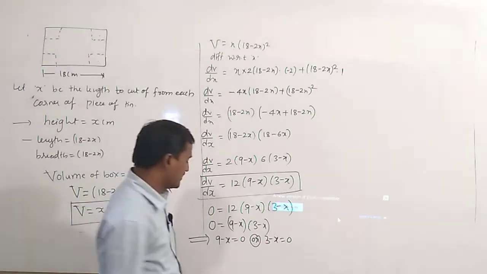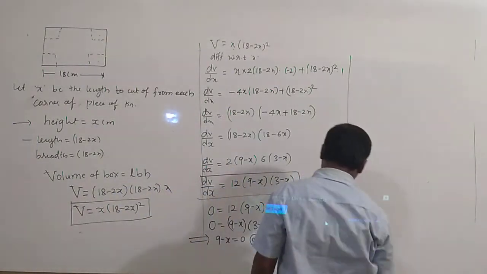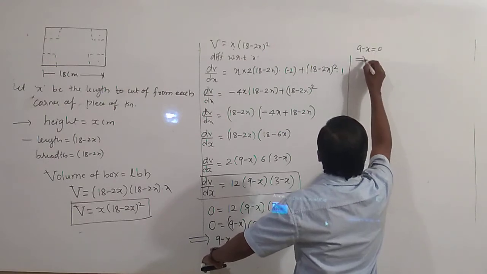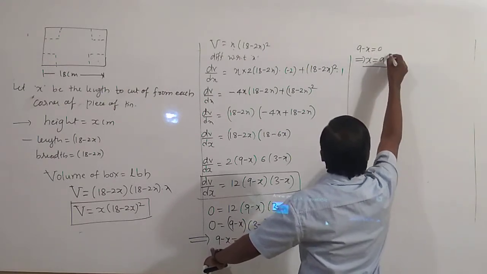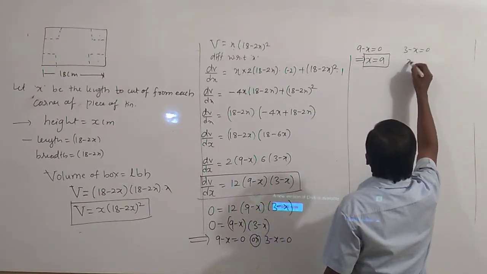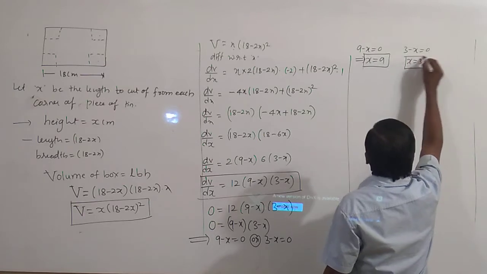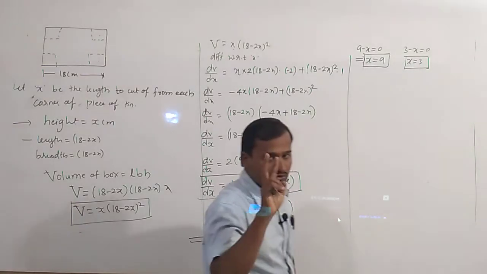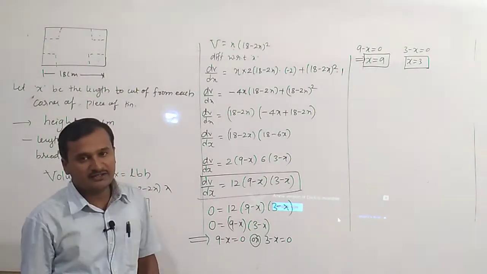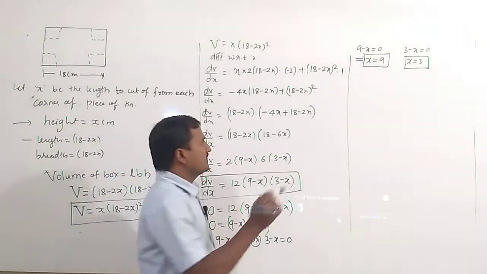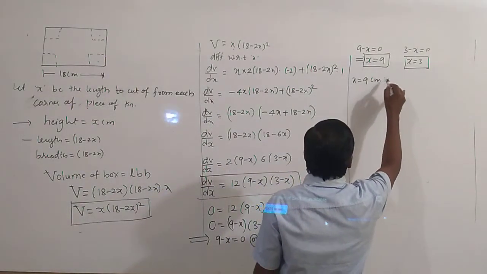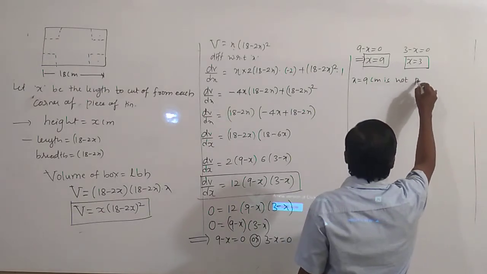Is it right? Okay, right. So therefore here what you are getting? So clearly here you are getting 9 minus of x equal to 0 means what is the value of x? So the value of x is equal to 9, and 3 minus of x equal to 0 means x is equal to 3. So here we got the two critical points. So those two critical points are 9 and 3, right? Here x equal to 9 is not possible. x equal to 9 centimeter is not possible, right?